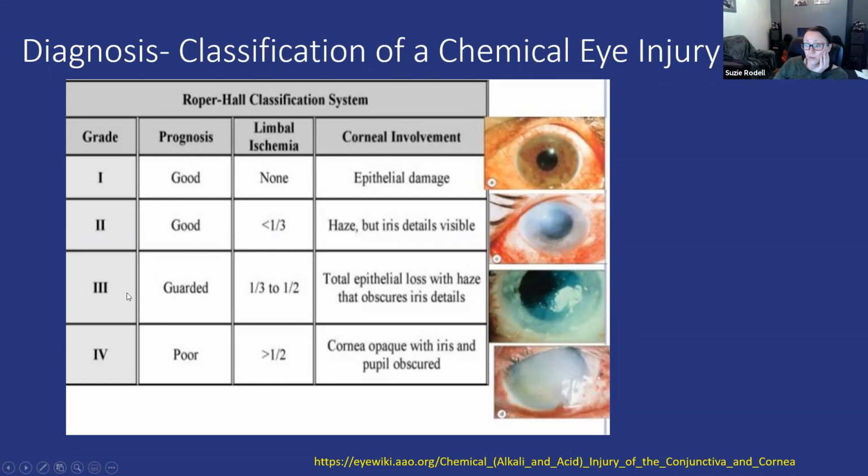When we get down to grade 3 in the Roper Hall classification, there tends to be more of a complete epithelial loss. You'll have a complete haziness across the cornea, and you will not be able to clearly see the iris, the coloured part of the eye. Grade 5, needless to say, has a very poor prognosis, as you can see here. This is a really opaque cornea with nothing visible. It's what we call a fisheye. It's not nice at all, and a very poor prognosis. These typically require urgent referral to ophthalmology that day.